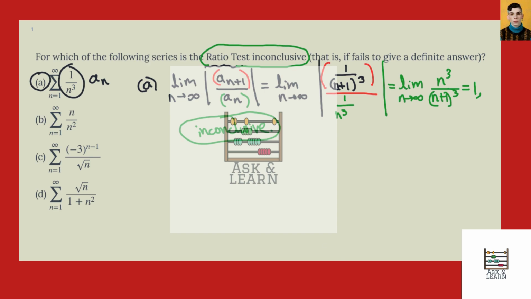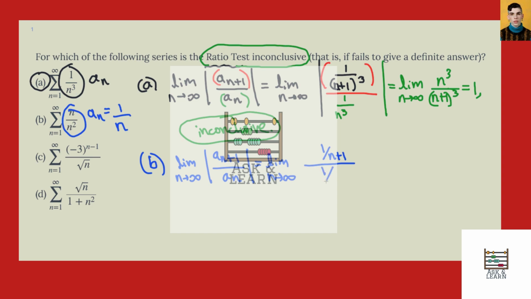And now let's go on to part B. Now this is our a_n. And we could even go ahead and do a little cancellation to write this as 1 over n. So I have the limit, n goes to infinity, once again, a_(n+1) over a_n. Now the numerator, this is 1 over n plus 1. And the denominator, 1 over n.